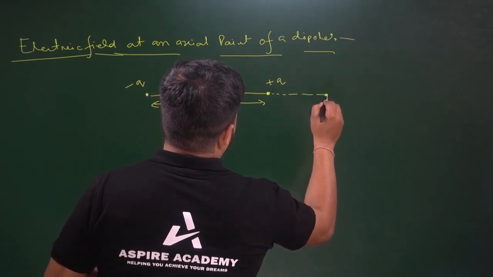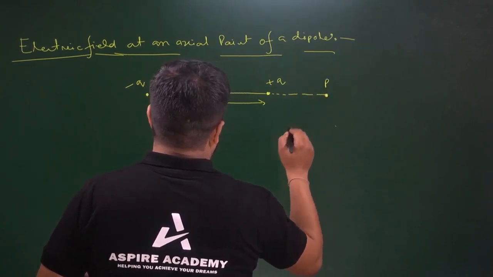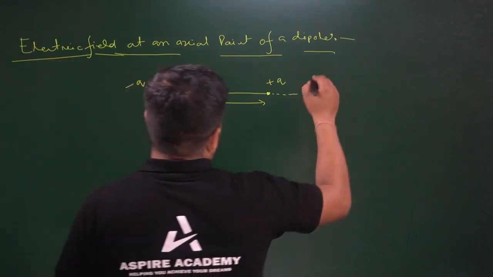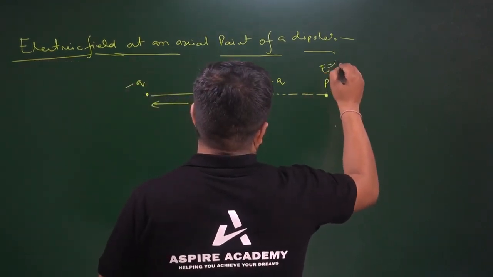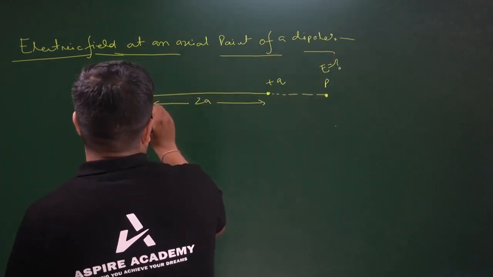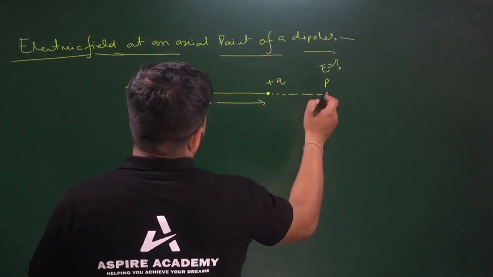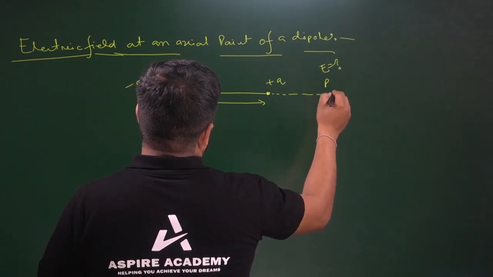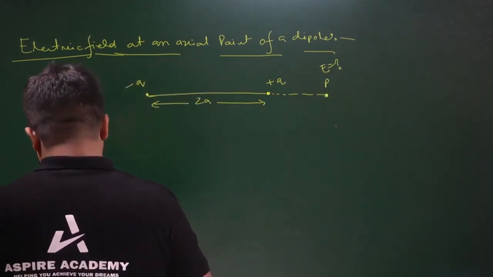Axial point means, suppose here we can consider a point. This point is called the axial point. At this point we have to calculate the electric field. So here is the dipole, minus Q and plus Q, and at this point P we have to calculate the electric field. Then how can we proceed first?